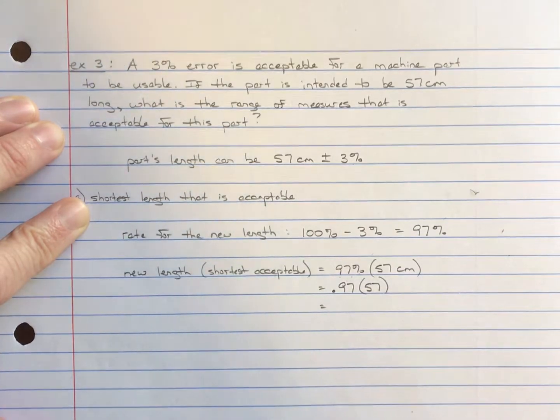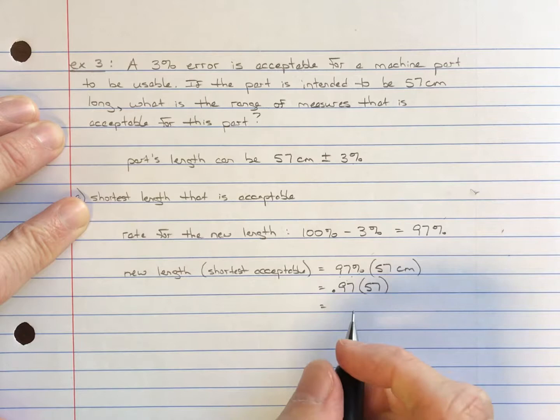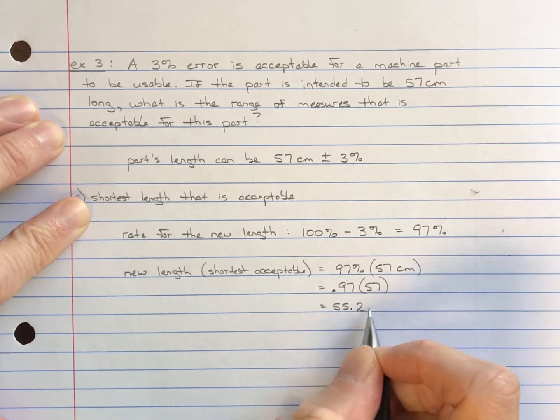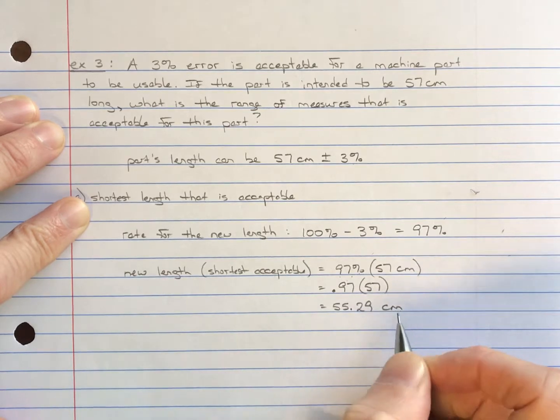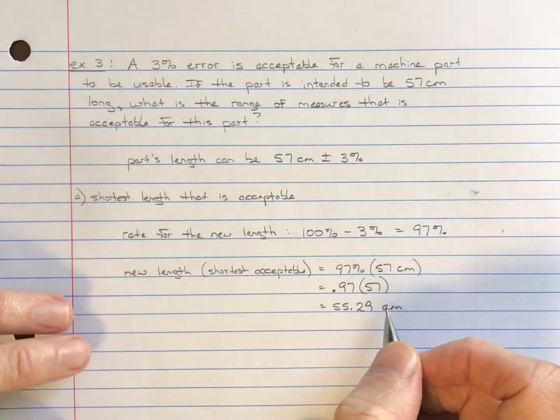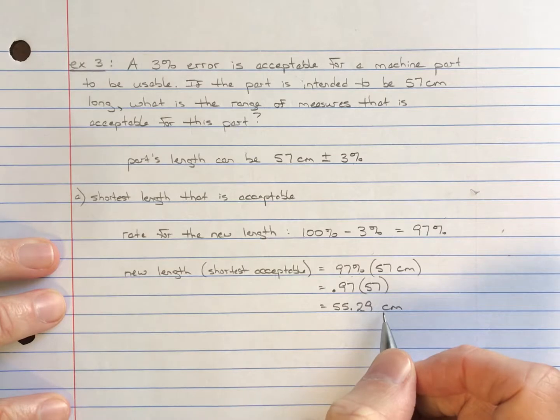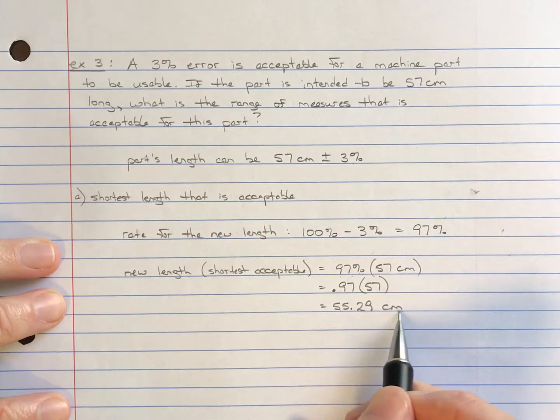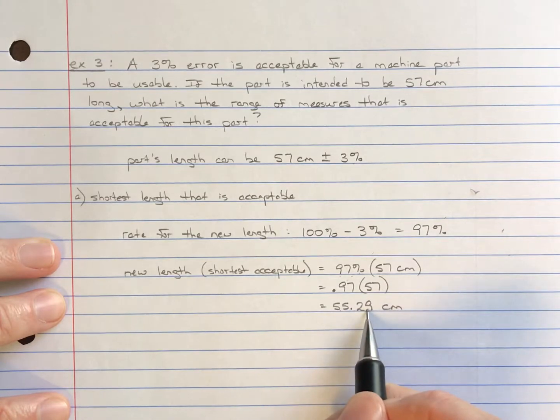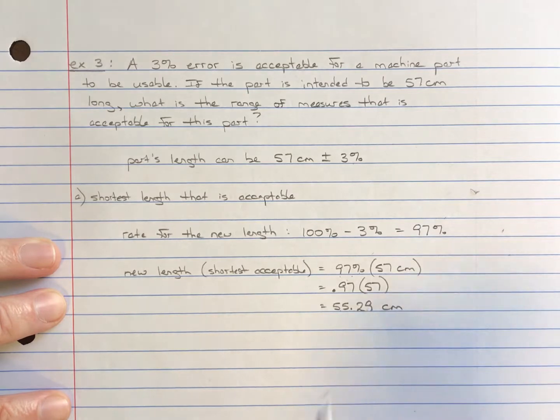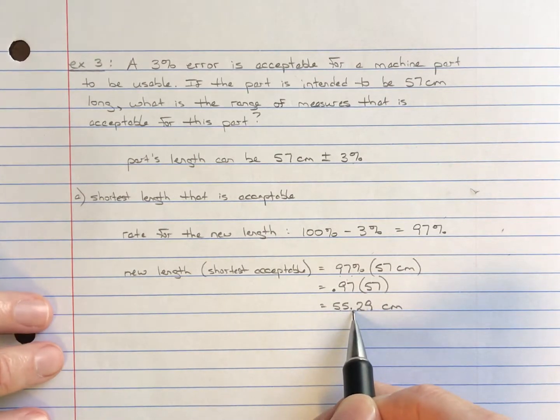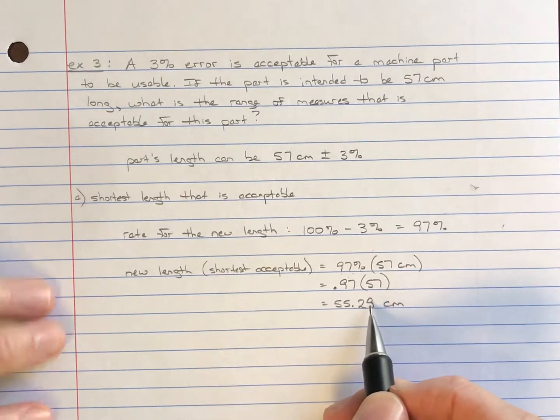0.97 times 57, and I have 55.29 centimeters. So the shortest length that's acceptable is 55 and 29 hundredths of a centimeter. As long as it's this length or longer, we'll accept it. This is as short as it can be in order for us to accept it and therefore use it.